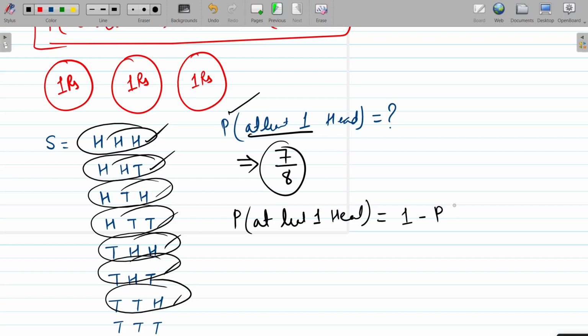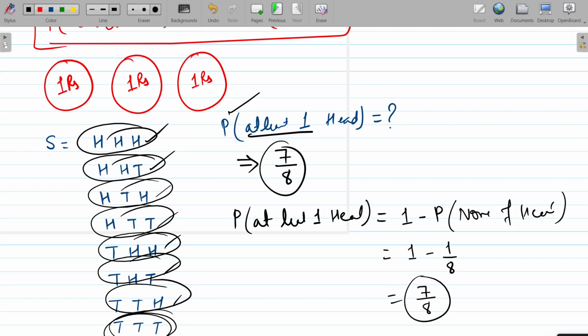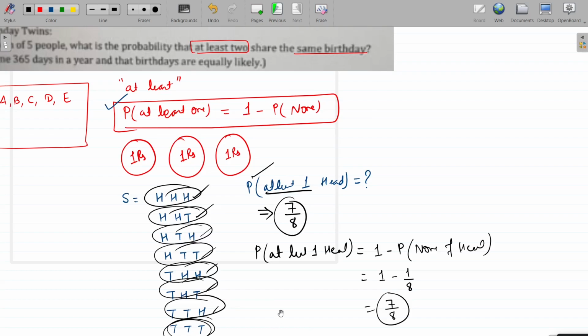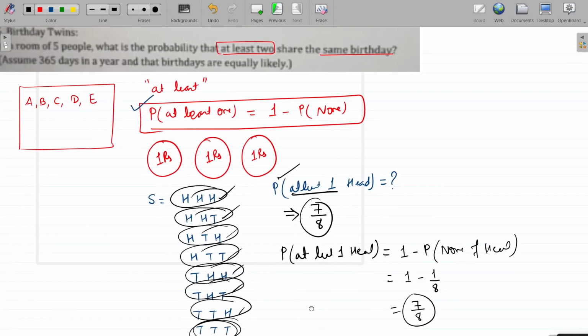So at least one head should be one minus the probability of none of head. The none-of-head case is only one case. So it can be 1 minus 1 over 8, which is the same as 7 over 8. Have you understood the concept of at least, right?